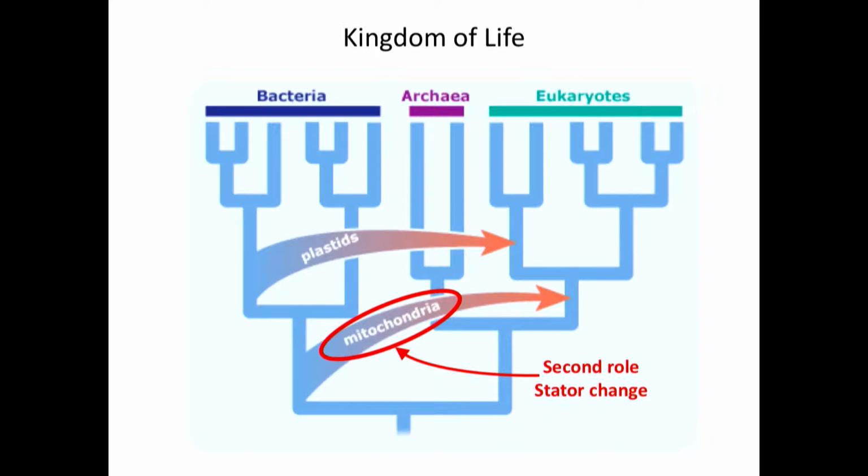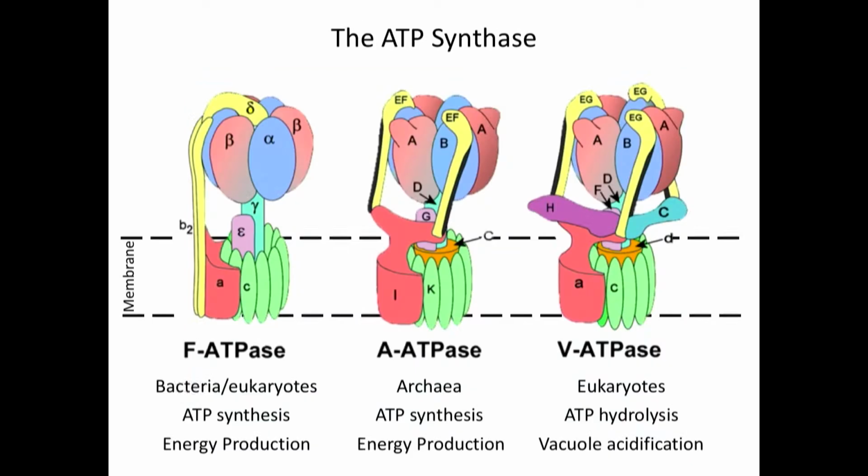Okay? So if we look at the ATP synthases that we find in all these organisms, these are the ones we see. These are responsible for generating ATP. There are three different varieties. We've got the F-type, which we find in our body and in bacteria. We've got the A-type, which is found in archaea. And we've got another type, called the phi-type, which is very similar to the A-type, and which is found in the vacuoles.